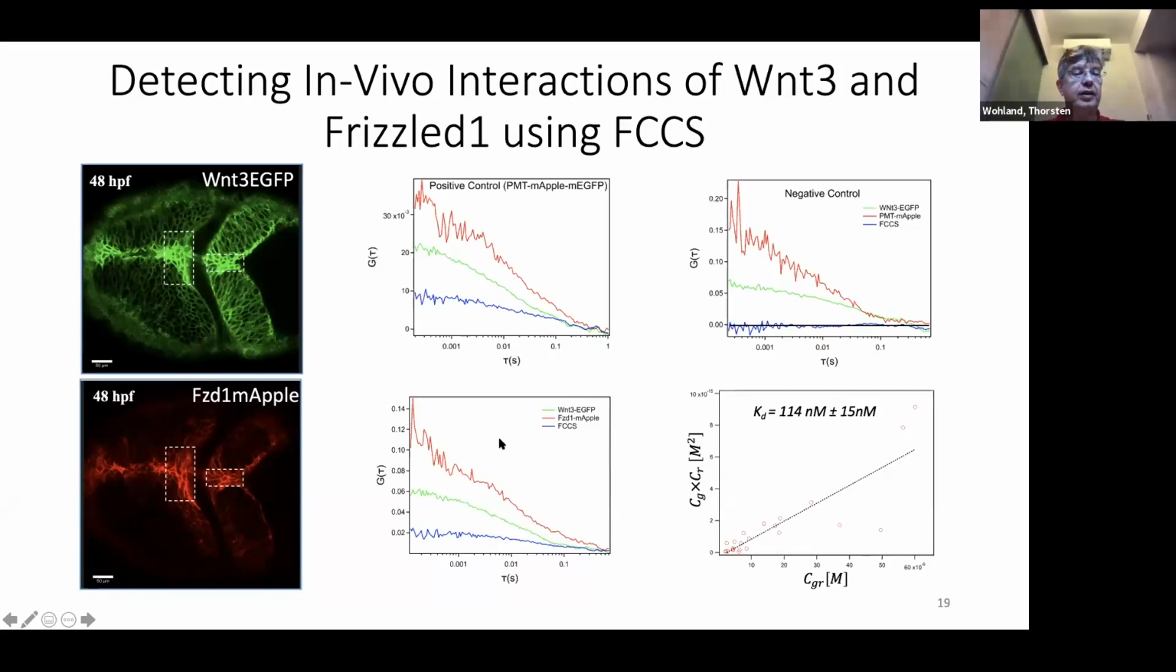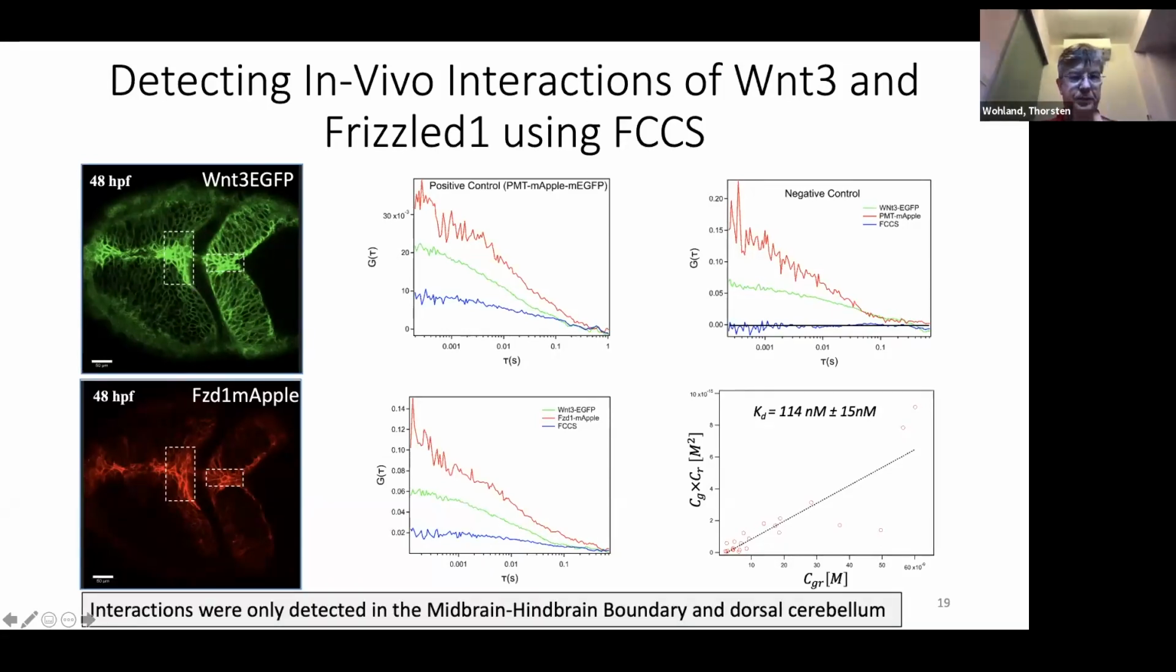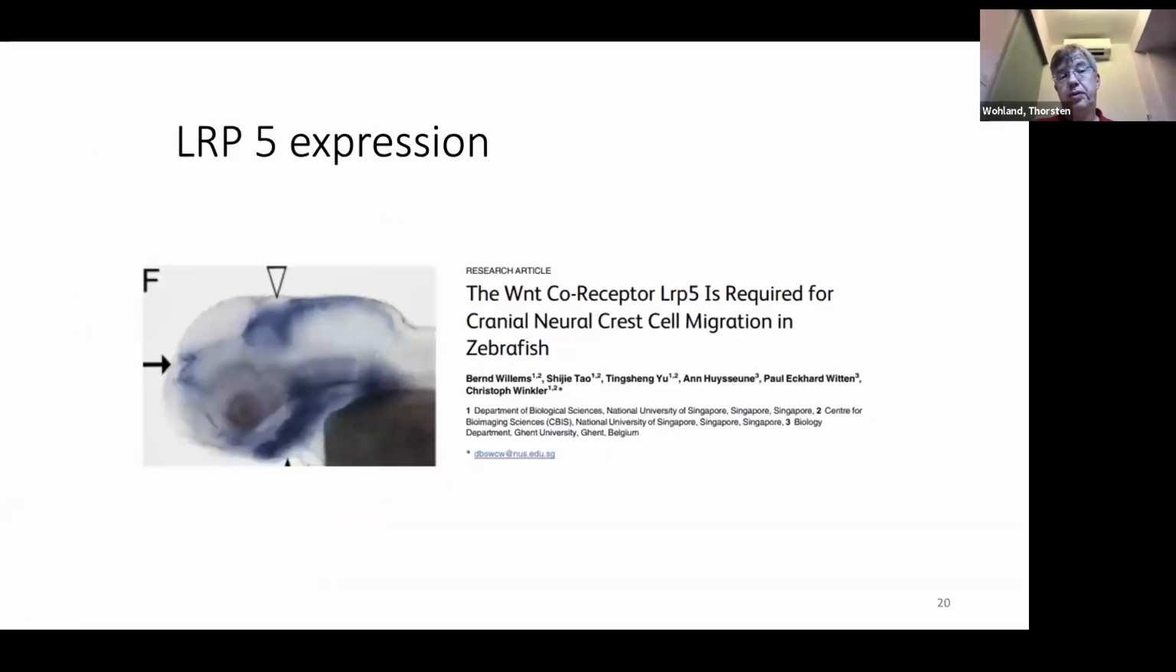But there's something else. We see these interactions, these correlation functions, only in this area, the midbrain hindbrain boundary and the roof line. Sorry, the dorsal cerebellum. So there's only certain areas in which we see these interactions. Now, there was a question as to why that would be the case. And there was a nice article by Christoph Winkler's group that has shown that LRP5, which is a co-receptor for frizzled, is just expressed in these areas.